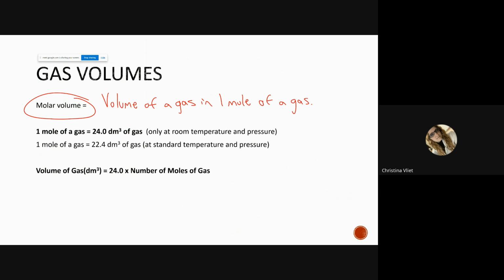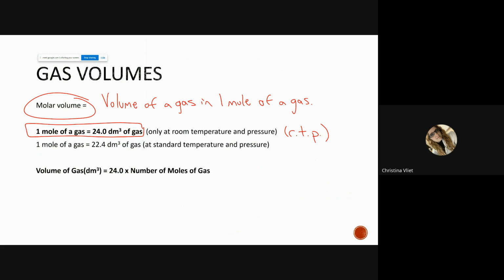And so this is a relationship, and a relationship I would encourage you to memorize. However, it is in some constants that Cambridge provides, which I'll show you shortly. You should recognize that 1 mole of a gas is 24 decimeters cubed at RTP. RTP stands for room temperature and pressure.